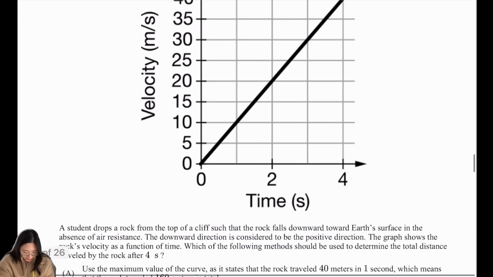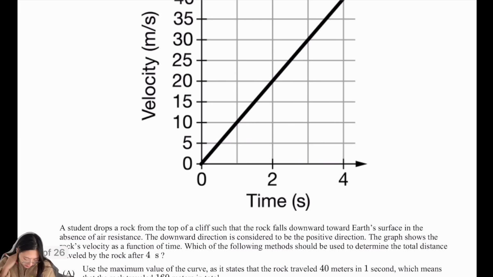Next is question number 15. A student drops a rock from the top of a cliff such that the rock falls downward toward the Earth's surface in the absence of air resistance, aka free fall. The downward direction is considered to be the positive direction. Okay, so when it goes down, the velocity is positive. The graph shows the rock's velocity as a function of time. Which of the following methods should be used to determine the total distance traveled by the rock after 4 seconds?